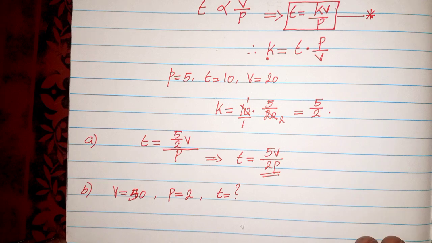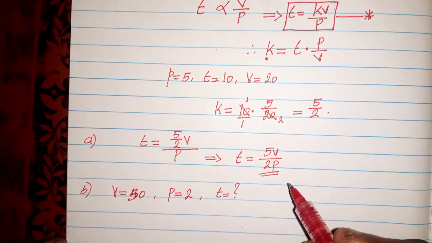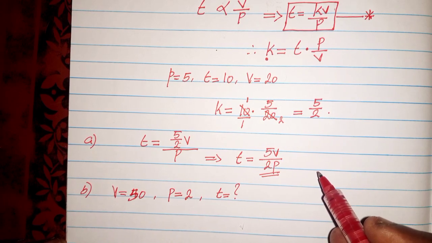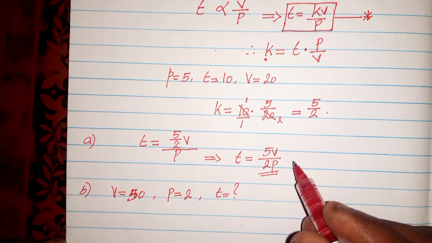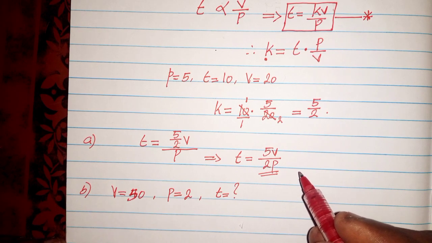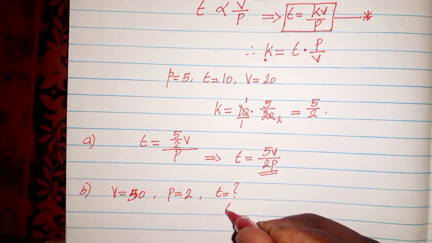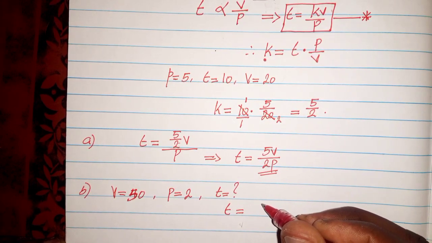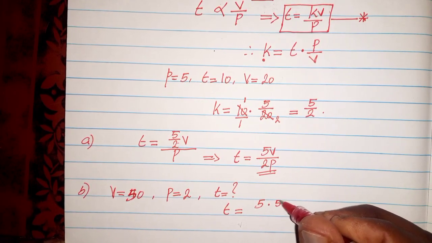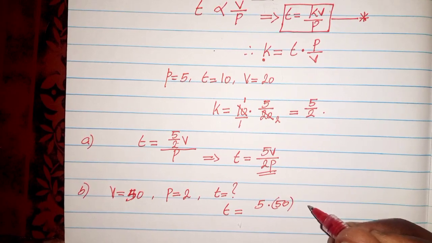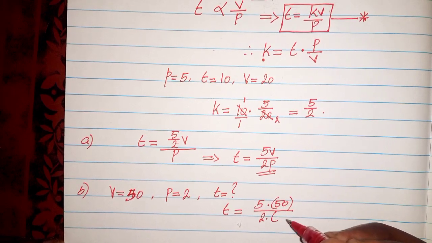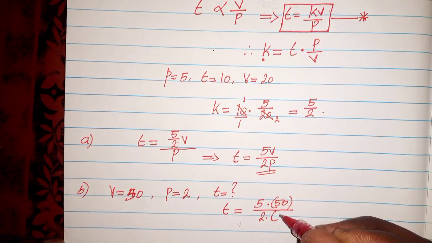The next thing we are going to do is to substitute these parameters into our relationship formula, which is this formula here. So when you substitute the parameters into our relationship formula, you'll have that T is equal to 5 multiplied by our V, which is 50, let's put this in brackets, all over 2 multiplied by our P, which is also 2 here.